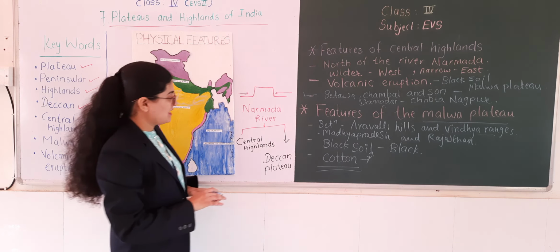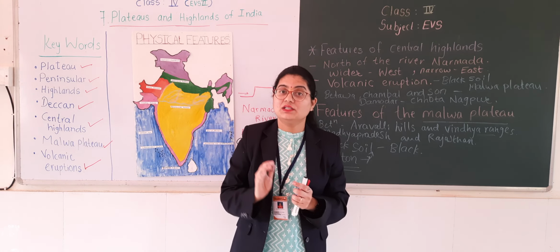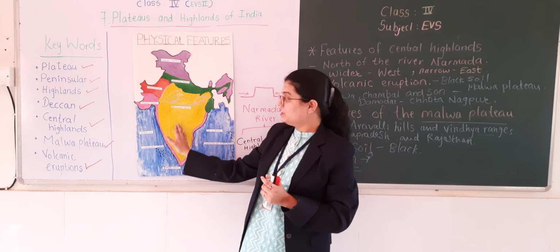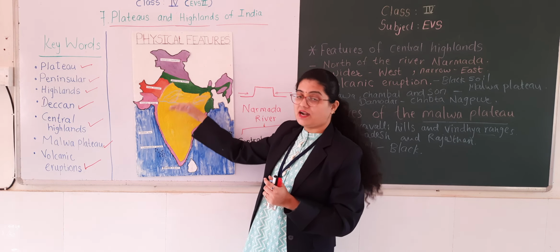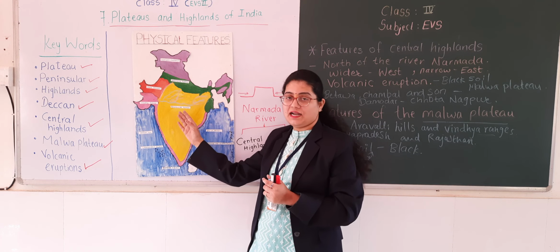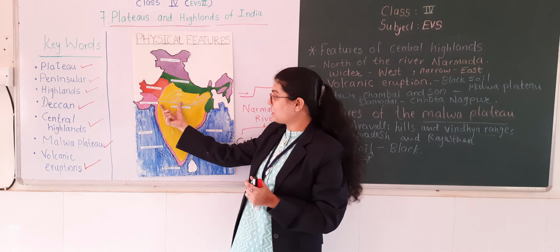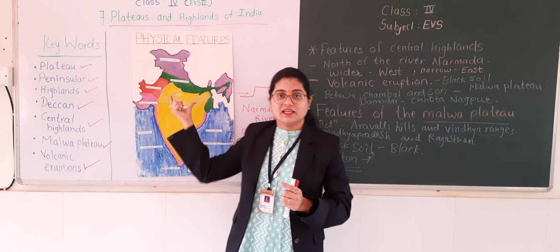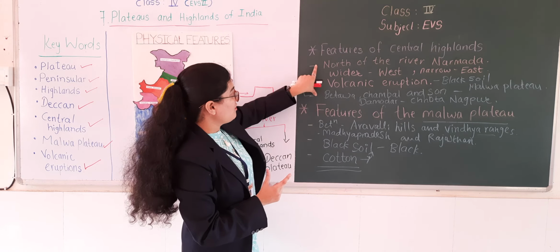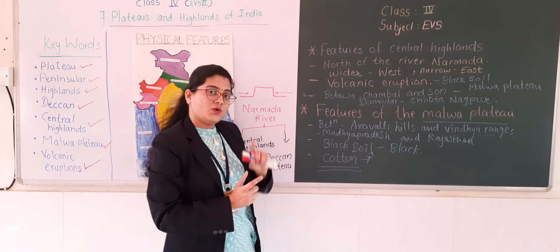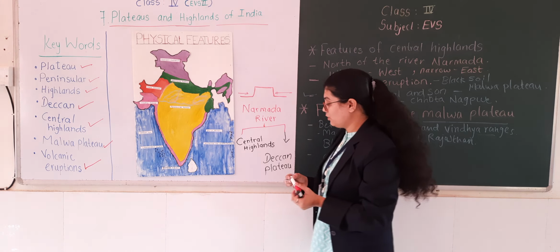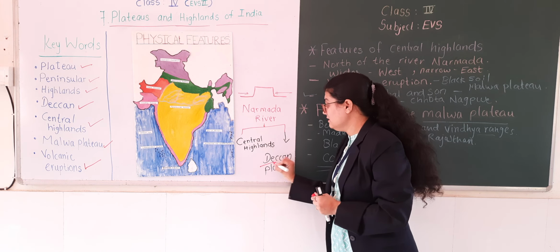As we have learned in today's class about peninsular plateaus, it has two main parts: Central Highlands and Deccan Plateaus. In today's class, we have learned about Central Highlands and seen their features. In the next class, we will see more about these Deccan Plateaus.